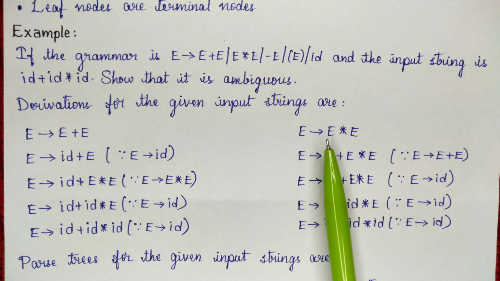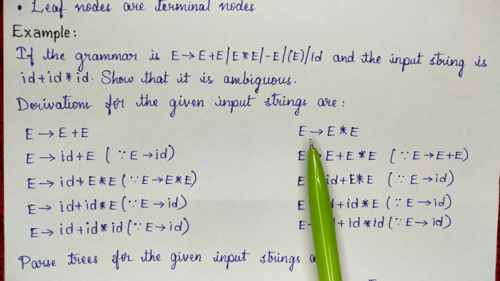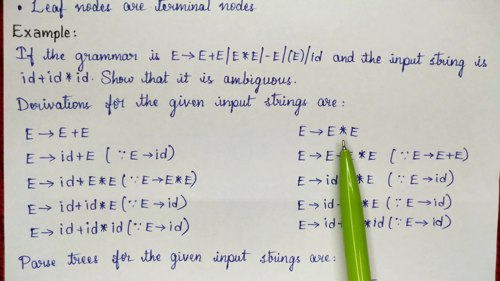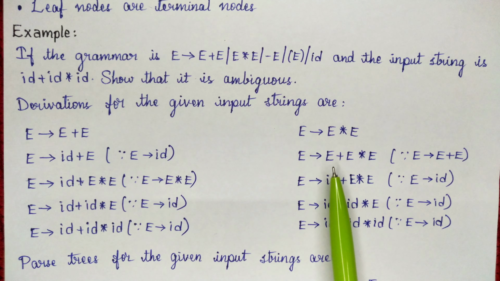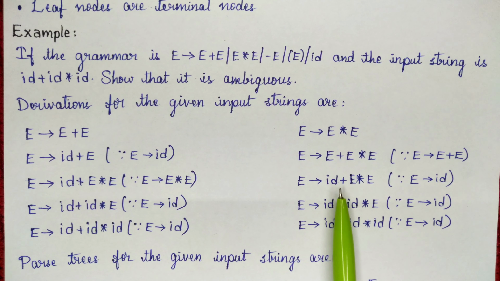In the second derivation the same process occurs. But in the first step we took E into E for the first non-terminal E. So the production is E produces E into E. Then the leftmost non-terminal E produces E plus E. Then in the further steps all the non-terminal E's produce IDs from the left side to the right side of the derivation. So here the required string ID plus ID into ID is obtained and we can construct the parse tree.